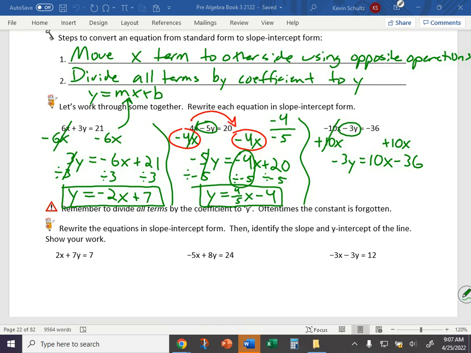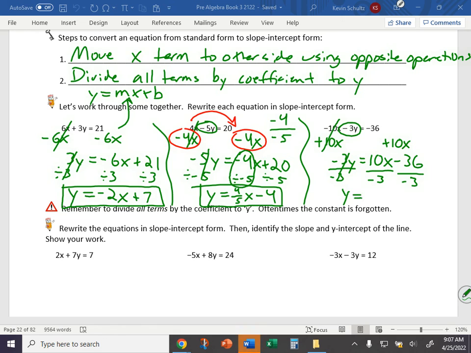Step 2, what am I dividing everything by? Haley? Negative 3. Now in the first two examples, I wrote the division symbol. Another way to write division, remember, is like a fraction, which, if that helps you, especially with that slope part, to remind yourself to write it as a fraction, you can do that. Okay? It means the same thing. You're still dividing by negative 3.